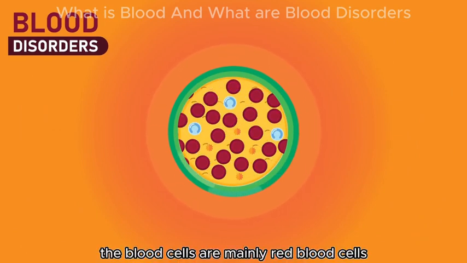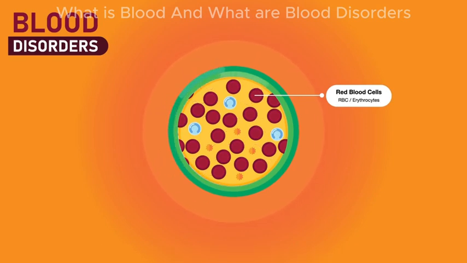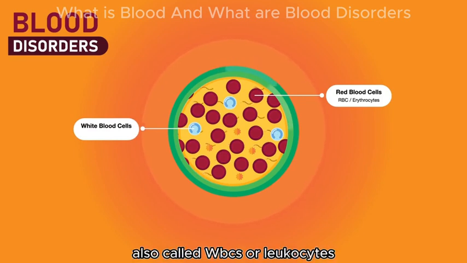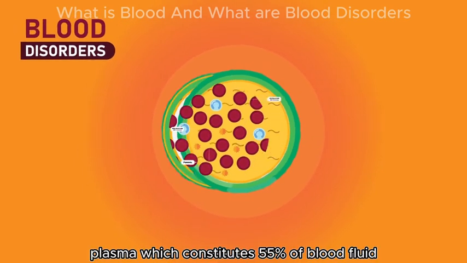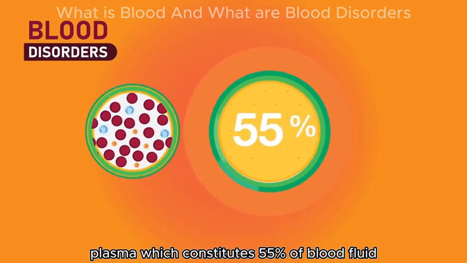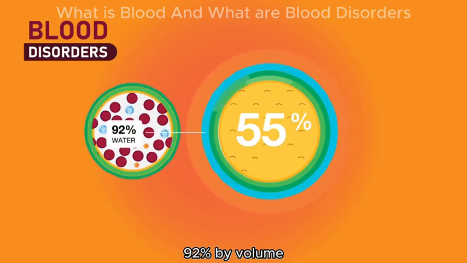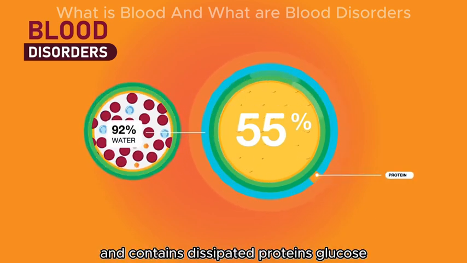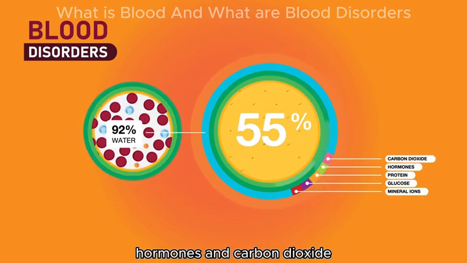The blood cells are mainly red blood cells, also called RBCs or erythrocytes, white blood cells, also called WBCs or leukocytes, and platelets. Plasma, which constitutes 55% of blood fluid, is mostly water, 92% by volume, and contains dissolved proteins, glucose, mineral ions, hormones, and carbon dioxide.